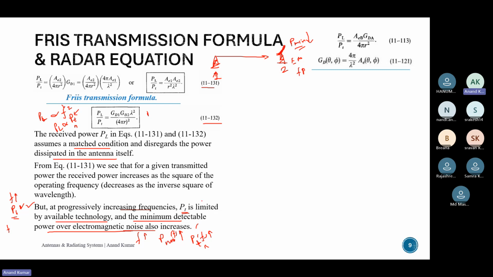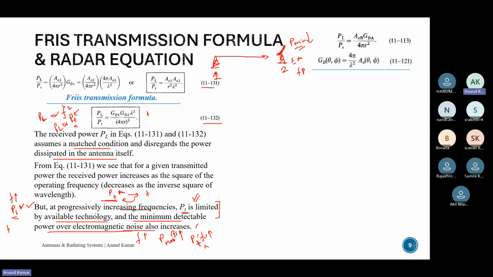So I hope this was clear. If there are questions in this, you can ask them now. Okay, so I'll repeat this again. We are limited by the power. This PT, we cannot keep it as high for higher frequencies as we can for lower frequencies. So we are limited in the power which we can send at higher frequencies, and also the minimum power which has to be received at the receiver increases. So this implies we need higher power at higher frequencies, but again we are limited by the amount of power which can be sent at higher frequency.